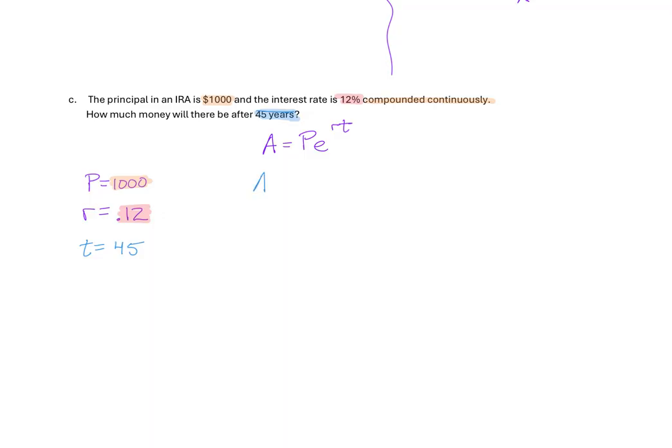All right, so when we plug this in, we get A equals 1,000 times E to the 0.12 times 45. Again, I'm going to simplify what I can. And so if we multiply 0.12 times 45, I believe that we get 5.4.